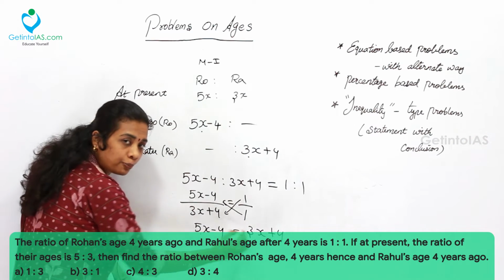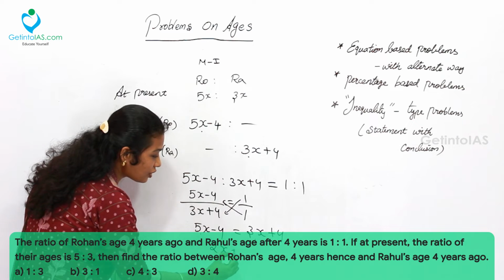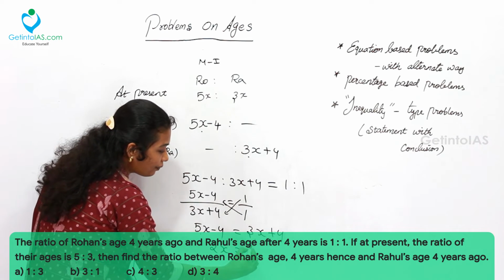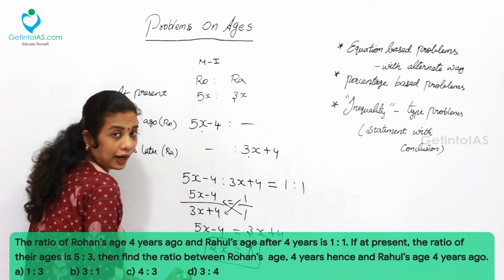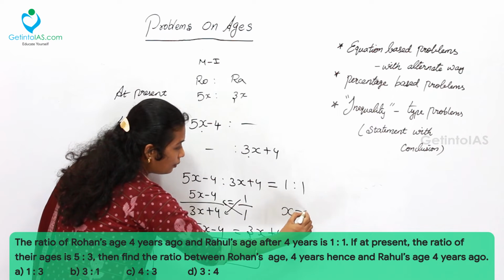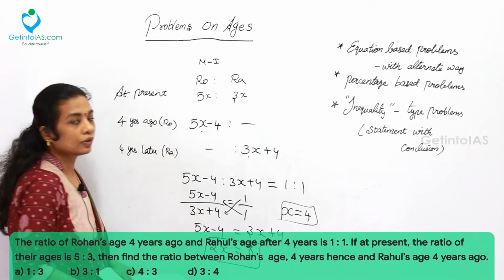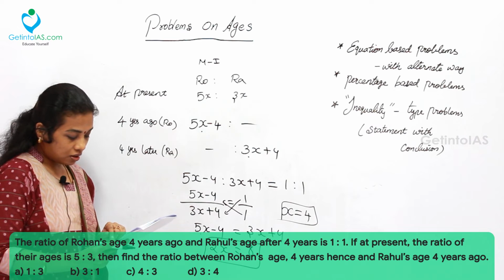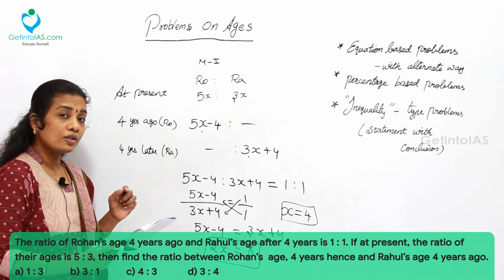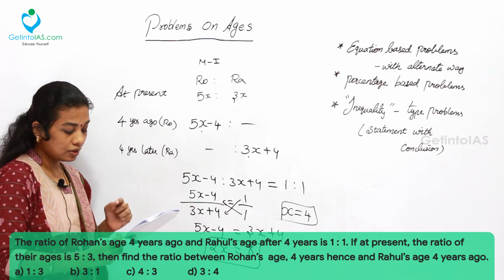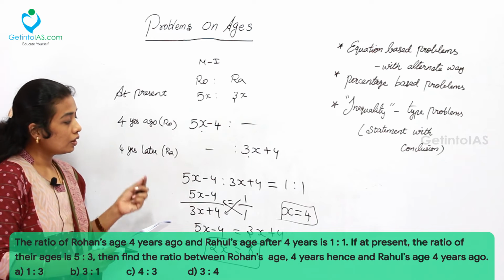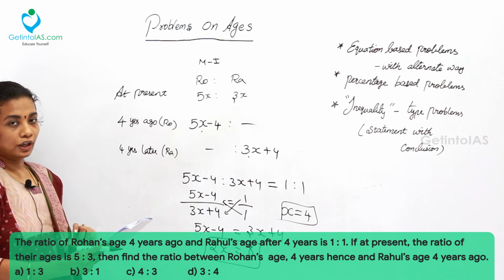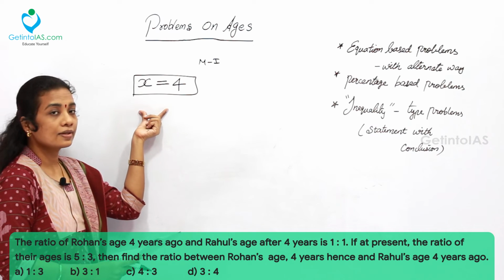5x minus 3x is 2x. On the left side, this minus 4 will go to that side and plus 4 plus 4 makes 8. So what is x now? x is simply 4. That's all. Now, what is the question asking? One more twist is there. You want to find Rohan's age 4 years later and Rahul's age 4 years before. Then you substitute x and find the ratio value. It's very clear that x is equal to 4.